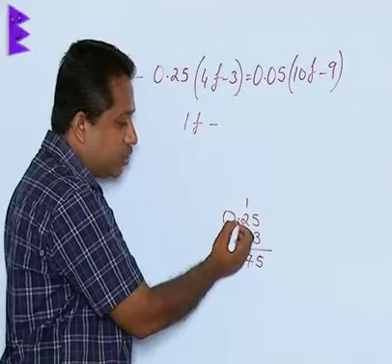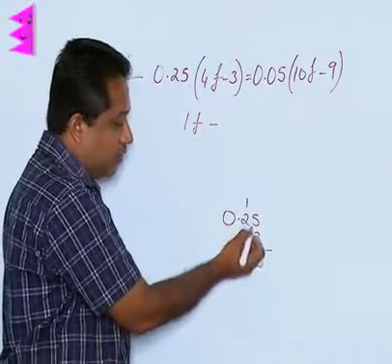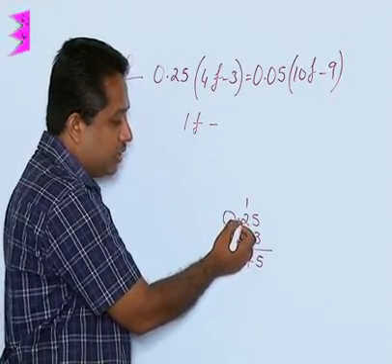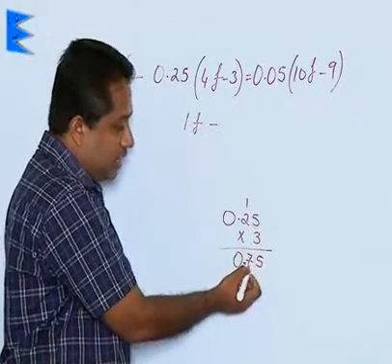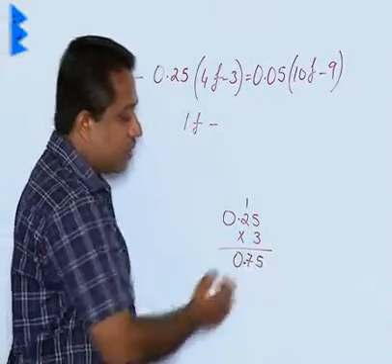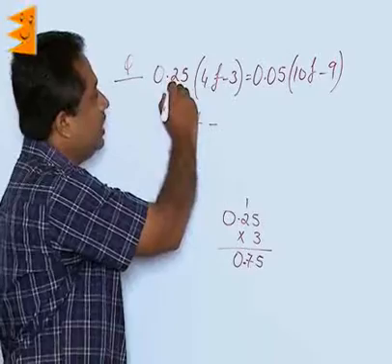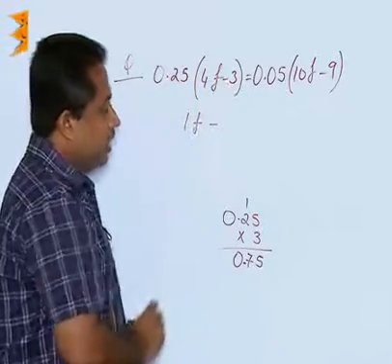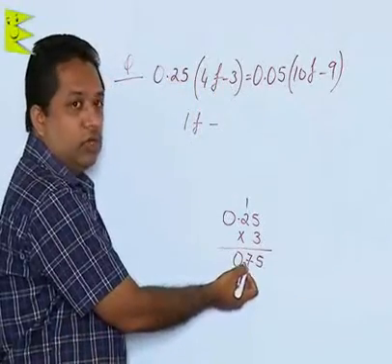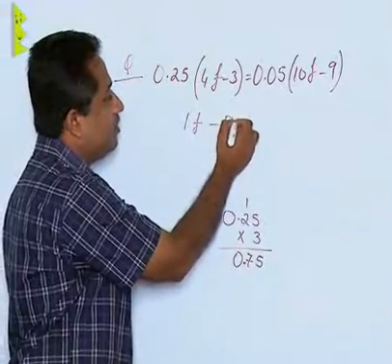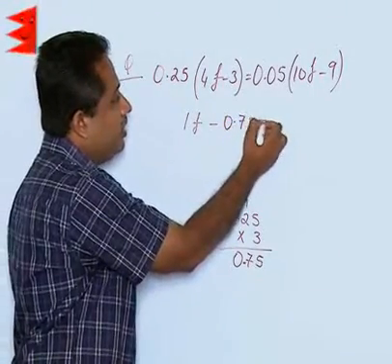Now this decimal has to be placed here because we find that there are two values here after the decimal. So in the answer also there has to be two values after the decimal. So here 0.25 into 3, the calculation is shown here, will be 0.75.